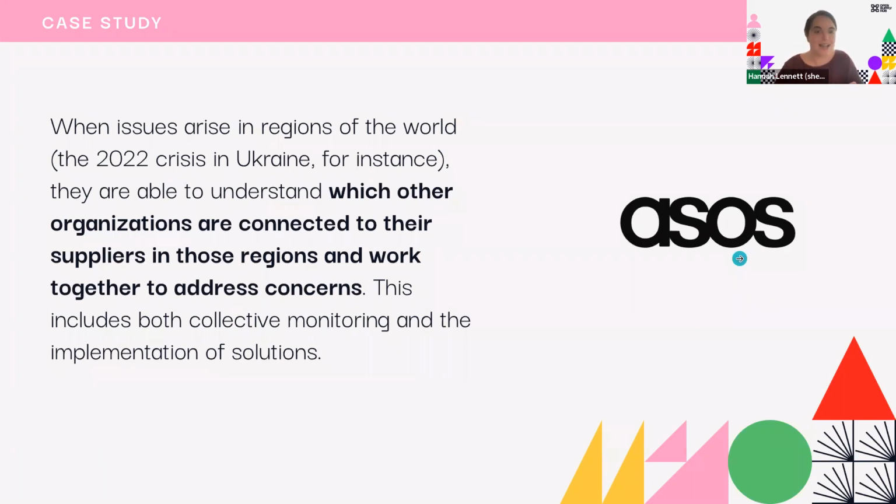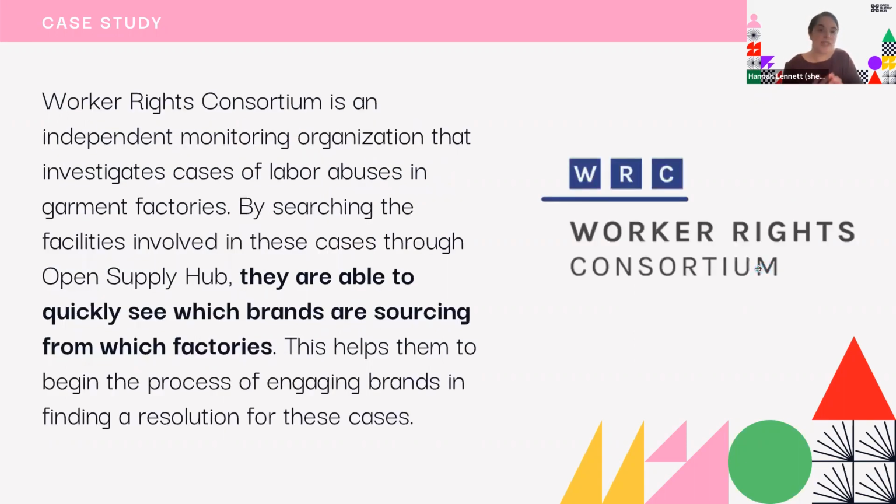Similarly, ASOS in times of crisis is able to figure out who are the other organizations connected to their facilities so they can share information and figure out sort of action steps together for how they want to support or work with facilities in crisis zones. And then lastly, with civil society organizations like the Worker Rights Consortium, they're able to quickly see which brands are sourcing from which facilities so that they can work on remediating cases where there are labor rights issues.